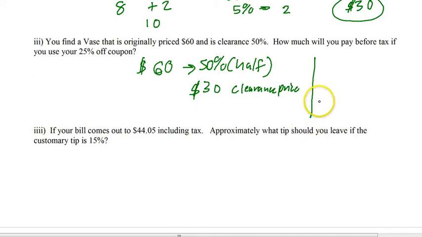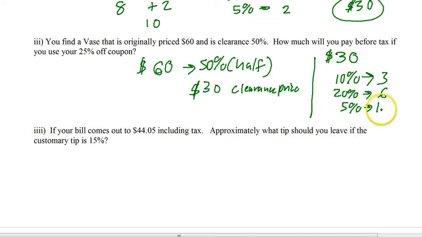How much will you pay before tax if you have a 25% off coupon? So here we go, $30. And then we have to do 10%. What's 10%? 3. What's 20%? 6. 5%? 1.5, because it's half of 3. So that would be a total of 7.5.